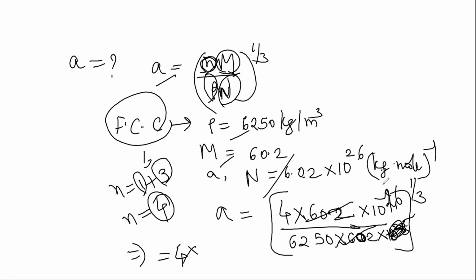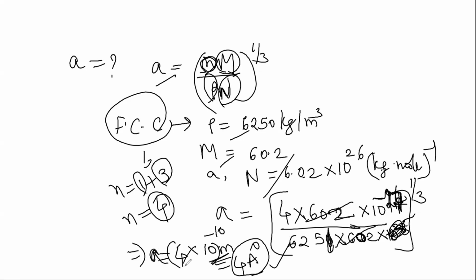Okay, now 3 8's 24. So I'll make a 0 here. 0 0 0 again. So 27 9's, right? So 10 power minus 27 I'll get. Now 4 by 625. So approximately I'll get 4 into 10 power minus 10 meter. It is 4 angstrom, because 10 power minus 10 meter is 1 angstrom. Okay, this is a lattice constant. See, this is in the order of angstrom.